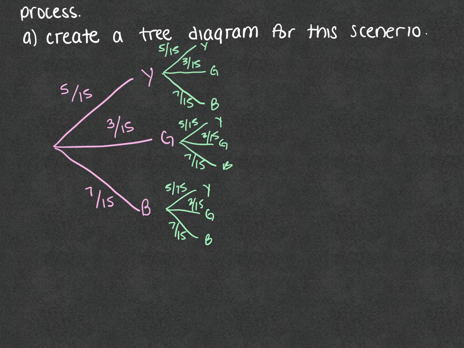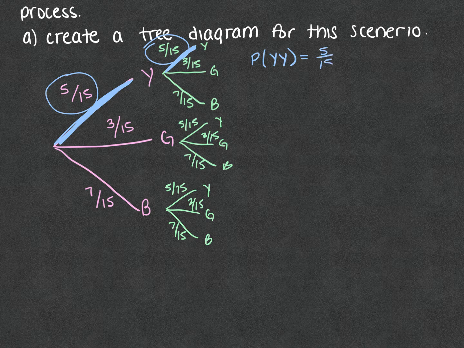So if we follow this first branch here, this one starts with her choosing a yellow. So after the yellow, she could then choose another yellow. So I'm going to put the probability that she chooses 2 yellows. And then we're going to take the probabilities on those branches and multiply them together. So 5 over 15 times 5 over 15 is 25 out of 225.